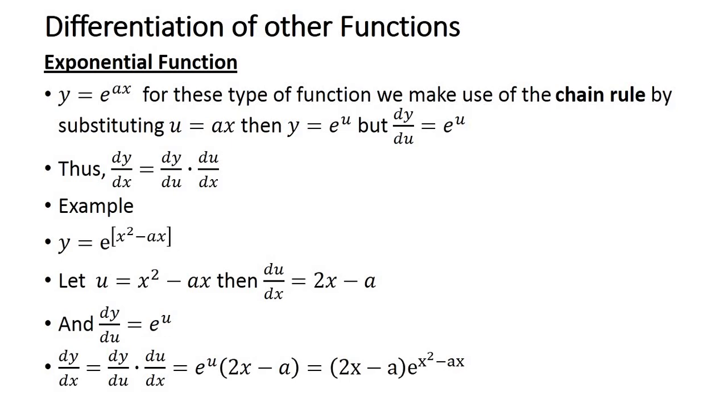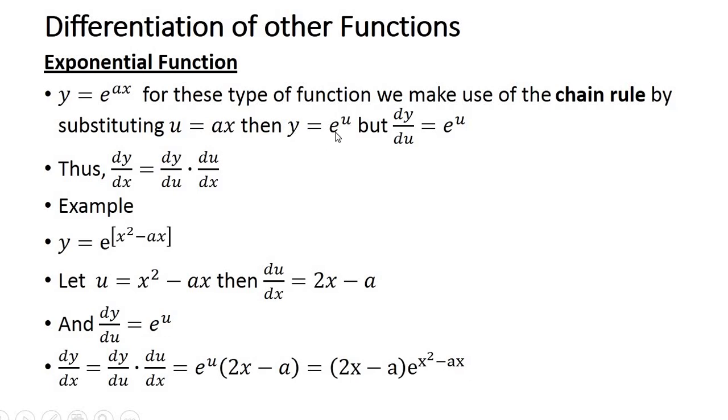And then for exponential functions, we apply the chain rule. How do we apply the chain rule? This exponent, this power, we let this power be equal to u. So this will be u is equal to ax. What is on top there? We substitute by u, such that this will be y is equal to e to the u.